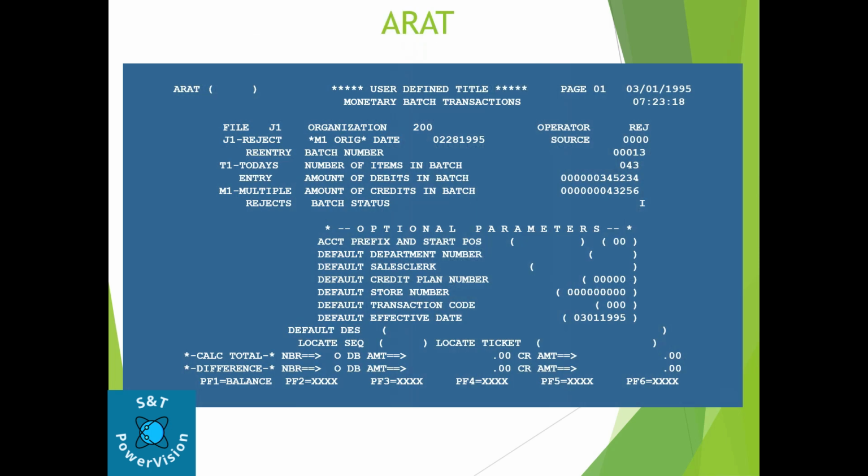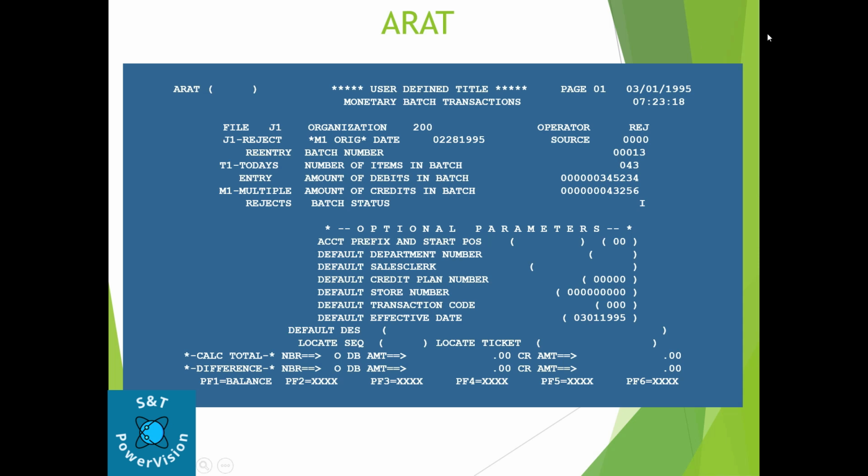First of all, to post any transaction, we need five pieces of information. First is the account number, then credit plan number, default store number, transaction code, and amount. The default effective date is calculated from the system, or if we want, we can give it as per our requirement. This is called the batch header.